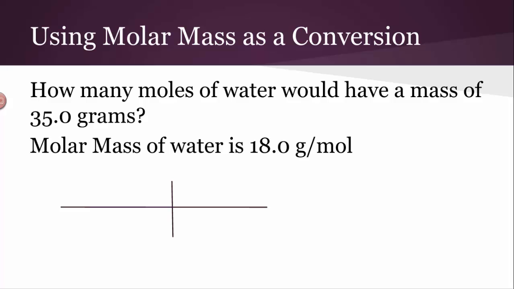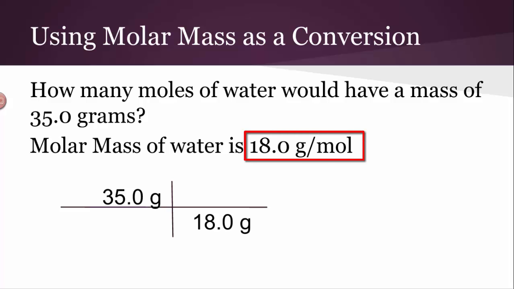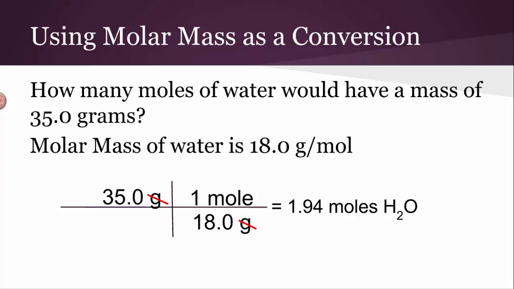Okay, again, set up your little cross. Take the number that's in the problem, 35 grams, put it there. Now we have grams in the numerator of this fraction. We want grams in the denominator of the next fraction. And if you look just above here, molar mass of water is 18 grams per 1 mole. So I'm going to put 18 grams on the bottom and 1 mole on top. That way I'll be allowed to cancel out grams, leaving me with moles. Now this is a division, 35 divided by 18. Okay, so it's 1.94 moles of H2O.